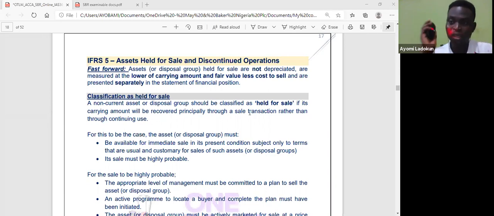I'll address it. Okay. Now, the issue is it has to be in a saleable condition. So if you needed to make a repair on this mouse, it is not available for immediate sale in its present condition. It has to be available. That means it must be in a saleable condition. You sell it. Okay, so that's the issue. And the sale must be highly probable.